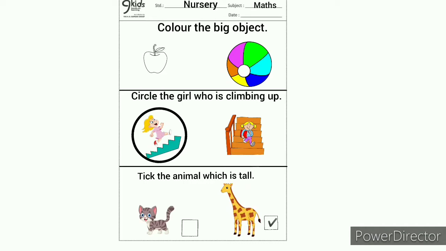In the next box, we had to circle the girl who is climbing up. This girl is climbing up. So, I have circled here. In the last box, we had to tick the animal which is tall. Giraffe is a tall animal. So, I have put a tick mark in this box. I hope you have done the same.